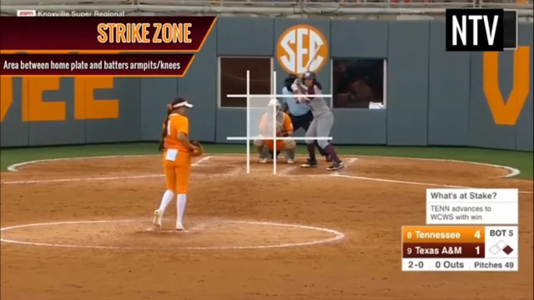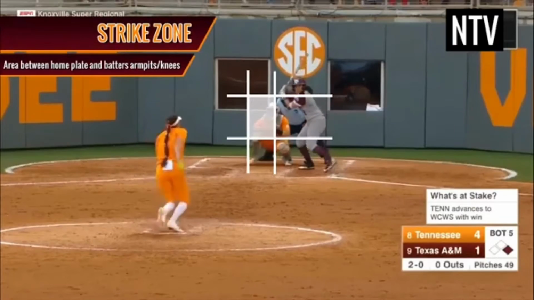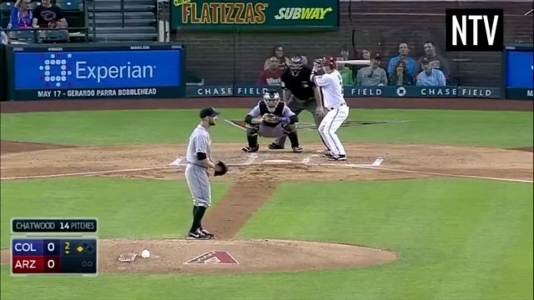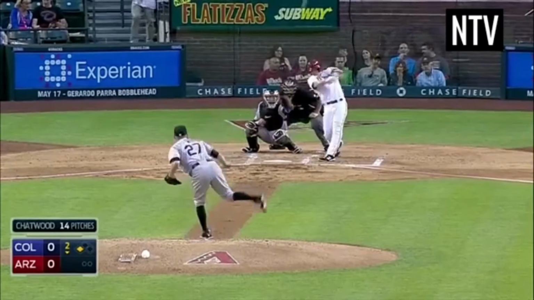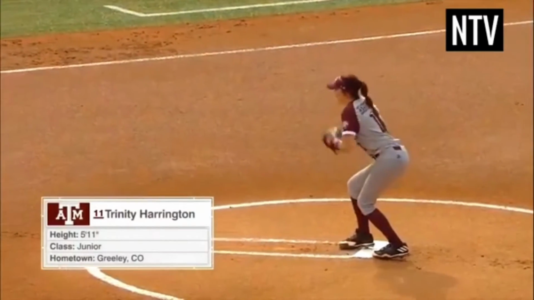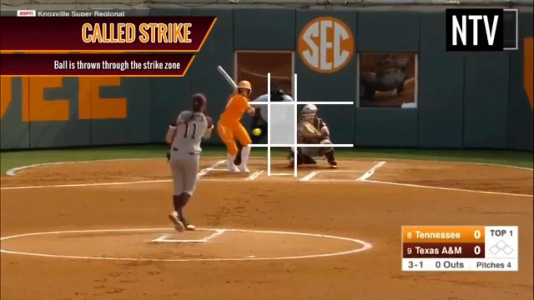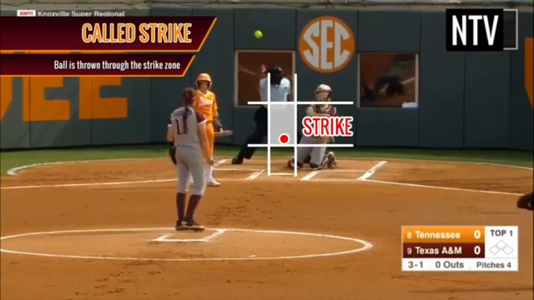This is an imaginary box that's the width of home plate and roughly between the batter's armpits and knees. In baseball, the pitcher stands on a mound and throws the ball overarm. In softball, the pitcher stands on a flat surface and must throw a bigger, softer ball underarm. If a pitcher throws the ball through this area, it's a strike.